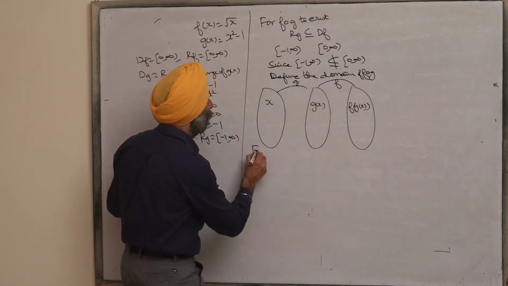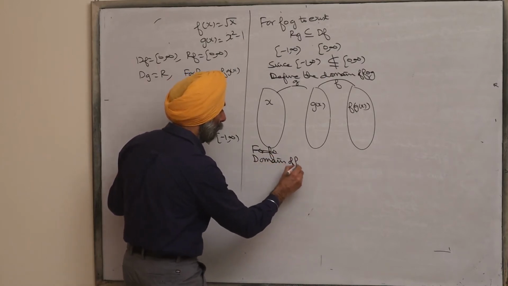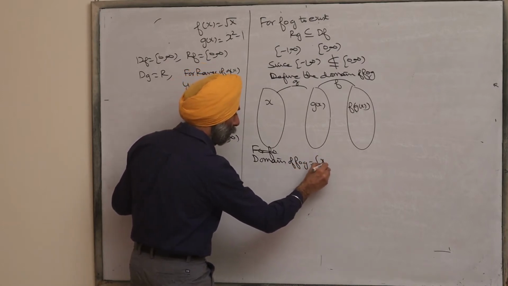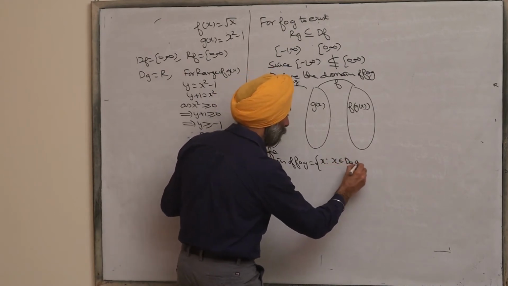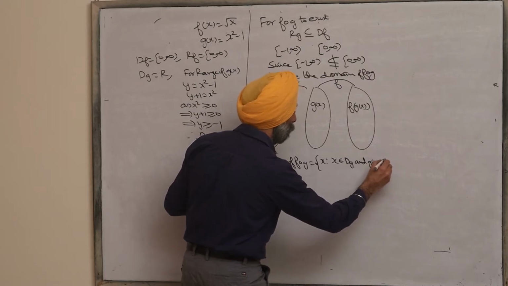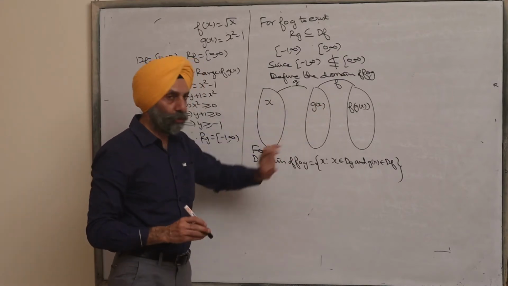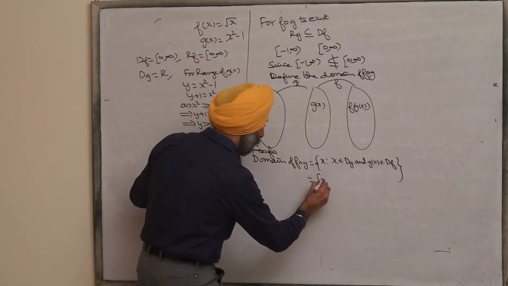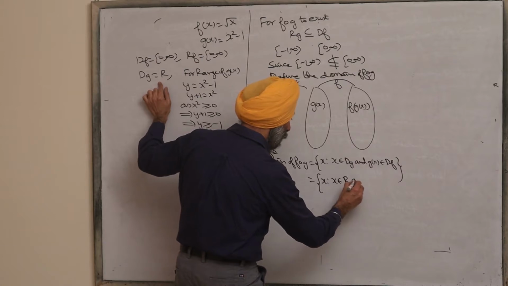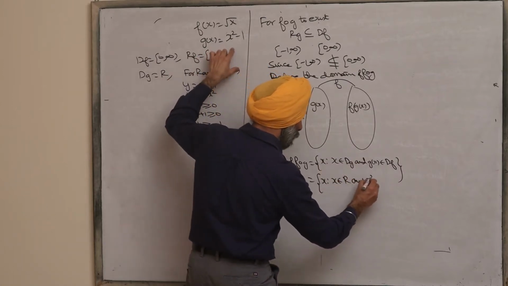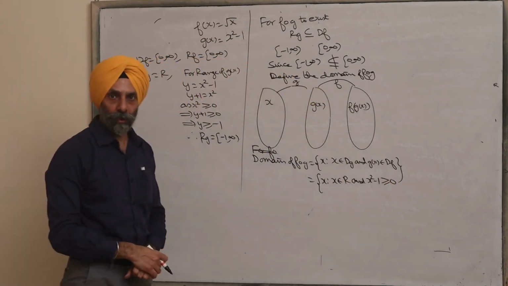Now the domain of f of g is equal to x such that x belongs to domain of g and g of x belongs to domain of f. That is, x belongs to domain of g and g of x belongs to domain of f. So x belongs to domain of g, which is R, and g of x, that is x square minus 1, belongs to domain of f. Domain of f means that it is greater than or equal to 0.